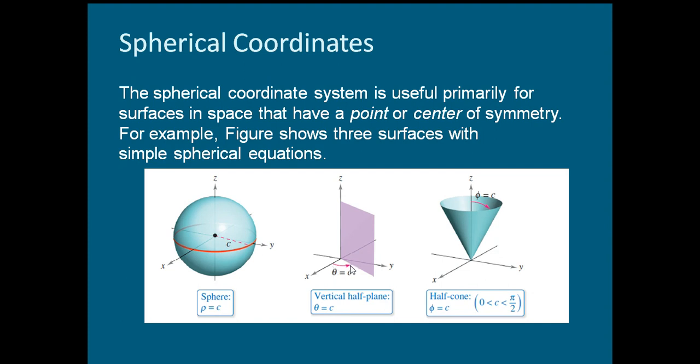Again, this door analogy which I had given you earlier for the cylindrical coordinates, you can use it here. Again, we have a half cone where phi is equal to c. Now see, if this phi changes, your cone is going to change. Now again, I am putting a restriction that 0 should be less than c, less than pi by 2.